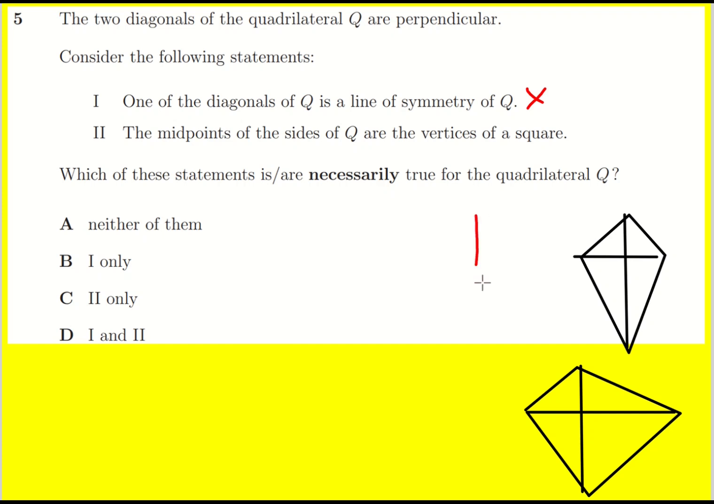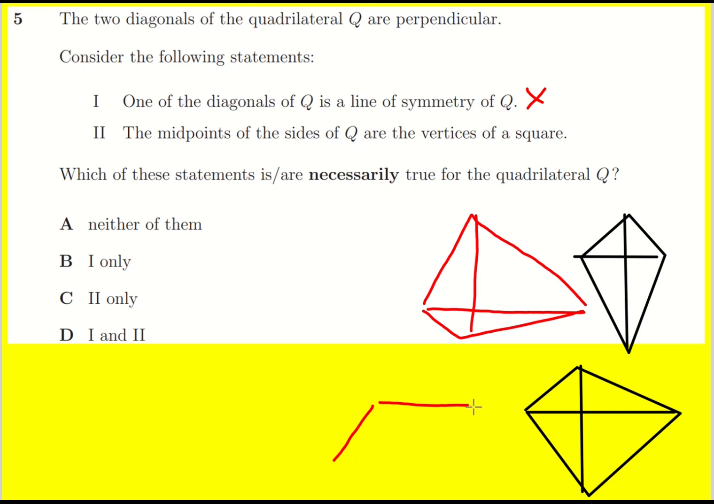A nice way of constructing it, actually, is to draw your two diagonals in and make it so there is no line of symmetry, like here, and then join it up. Again, I get a kite. When I did it, I actually thought about a trapezium. I don't want to make it too long, so let's make it quite short.